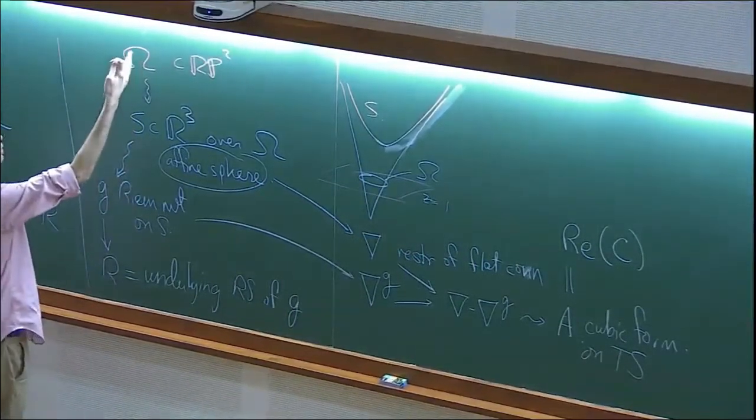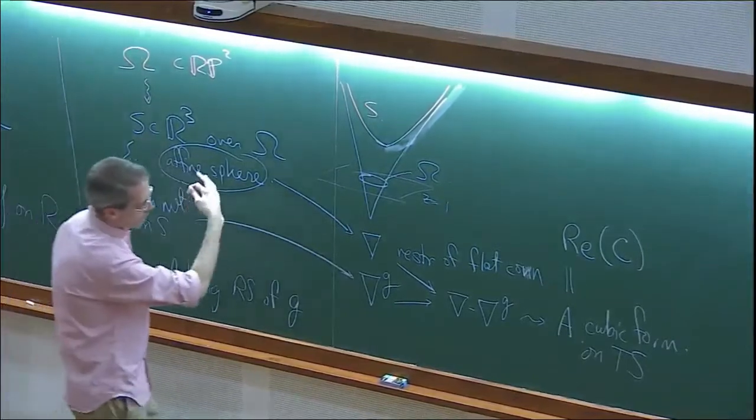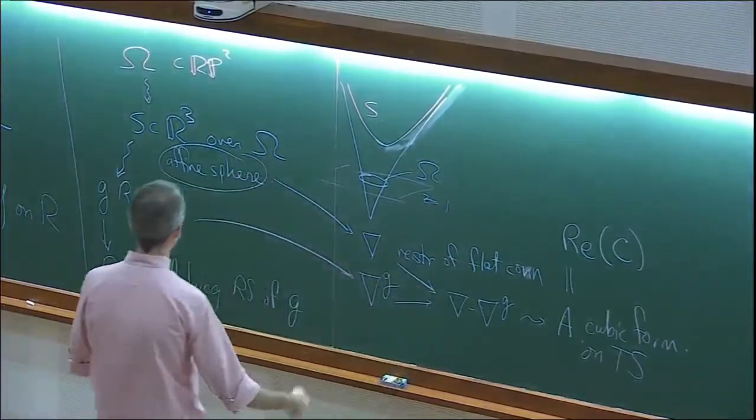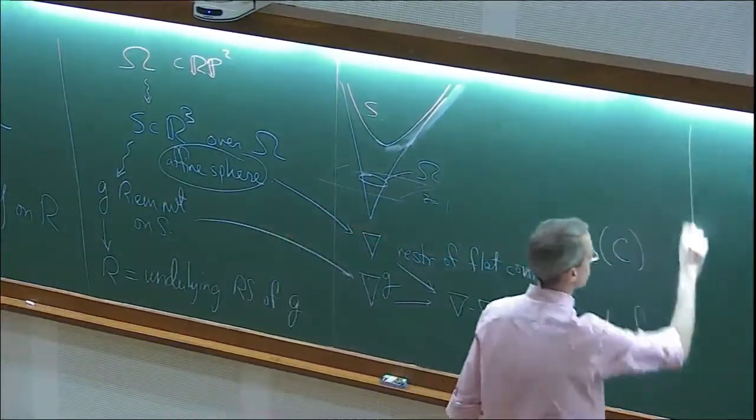The construction looks something like this. You lift a domain in RP2 to a special surface, and you get a metric, and you get a cubic form. And those two together determine a Riemann surface structure and a holomorphic cubic differential C.